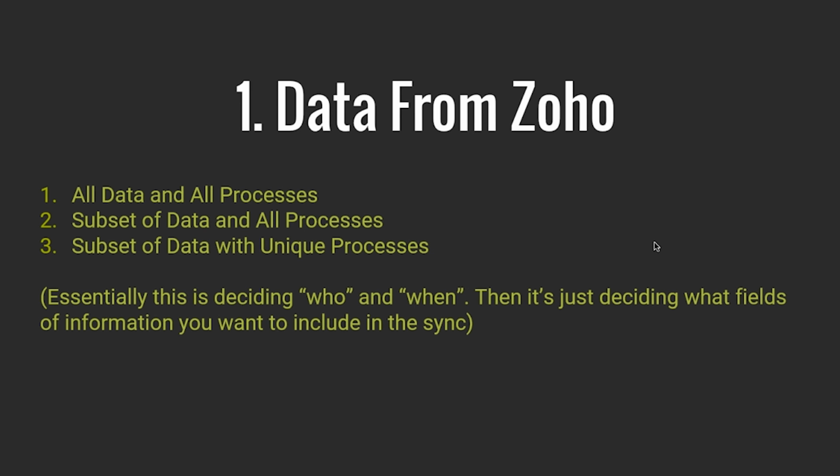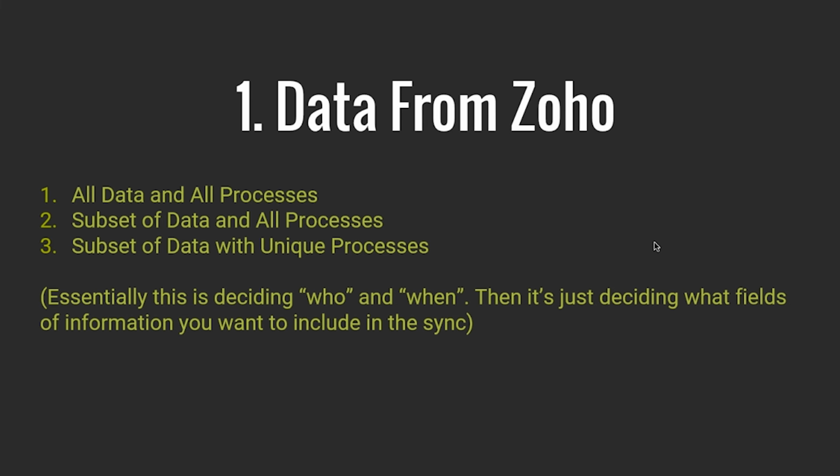So the first part of that would be, largely, the data from Zoho. Essentially, this is deciding the who and when. Then it's just deciding what fields of information you want to include in the sync. So it can be that simple, but depending on your activity, the channels of information or leads that you're getting, there is some thought that needs to be given to this. It's not always a case of just all leads or all contacts that could or should be synced. Oftentimes it's the opposite of that. It's a subset of them.